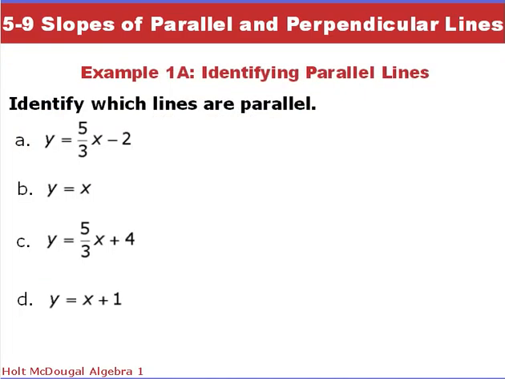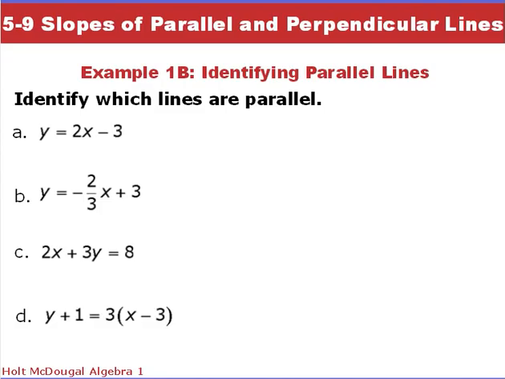So in this example, we want to identify which lines are parallel. So all we're looking at is our slope. We have a slope of 5/3, and a slope of 5/3. Different y-intercepts, therefore A and C are parallel. Here we have a slope of 1 and a slope of 1, so B and D are parallel.